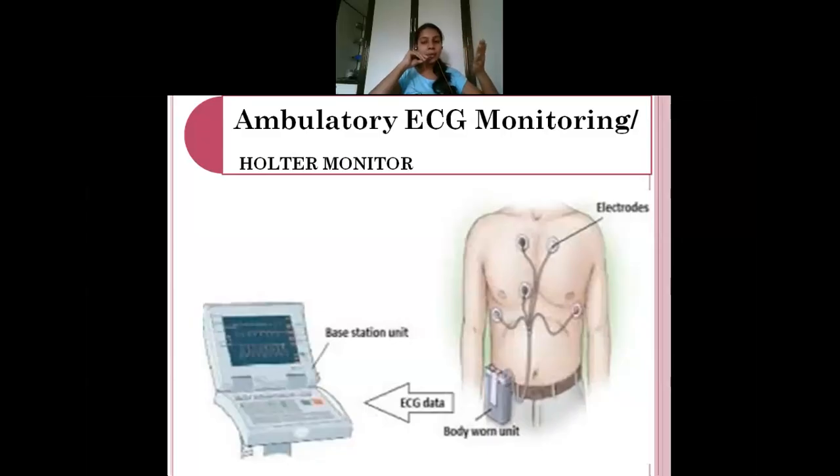But here, after 48 hours you will take the recordings from this battery, and then you will check whether there are any changes in the ECG. Now you may wonder whether the person is able to perform daily activities when connected with these electrodes and all. So we'll see regarding this Holter monitor in detail.